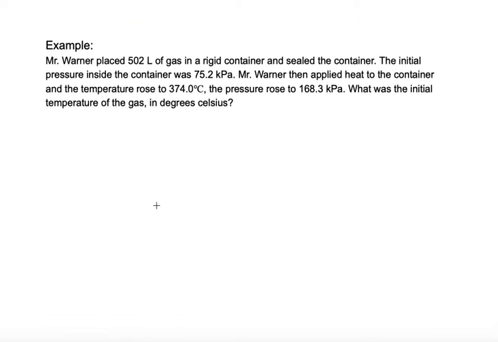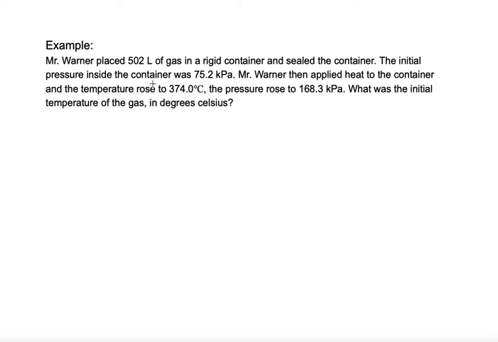In this example, Mr. Warner placed 502 liters of gas in a rigid container and sealed the container. The initial pressure inside the container was 75.2 kPa. Mr. Warner then applied heat to the container and the temperature rose to 374 degrees Celsius. The pressure rose to 168.3 kPa. What was the initial temperature of the gas in degrees Celsius?